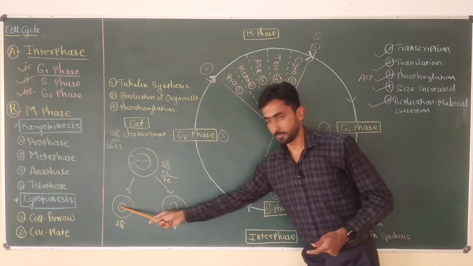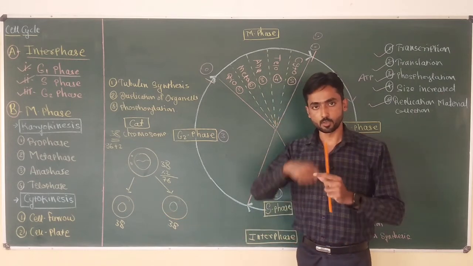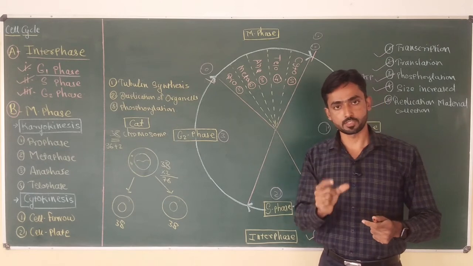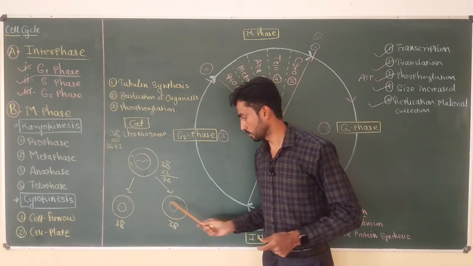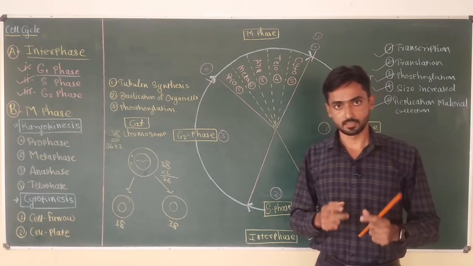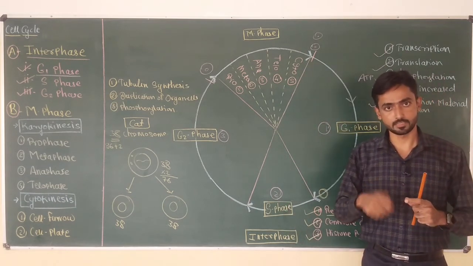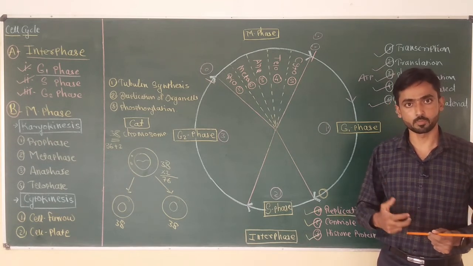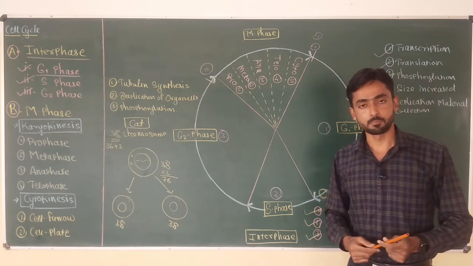Now this histone protein which is produced during the S phase will bind to the newly synthesized DNA inside the nucleus, and due to the wrapping of the DNA around the histone protein, a special type of structure is produced inside the nucleus of the daughter cell, called a nucleosome. The model which shows this type of structure in detail is the beads on string model. I'm going to discuss the beads on string model in my upcoming videos.